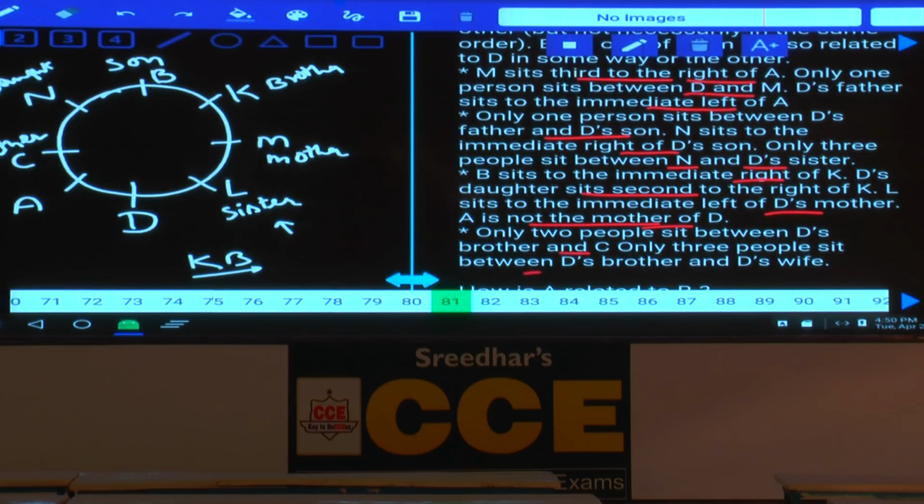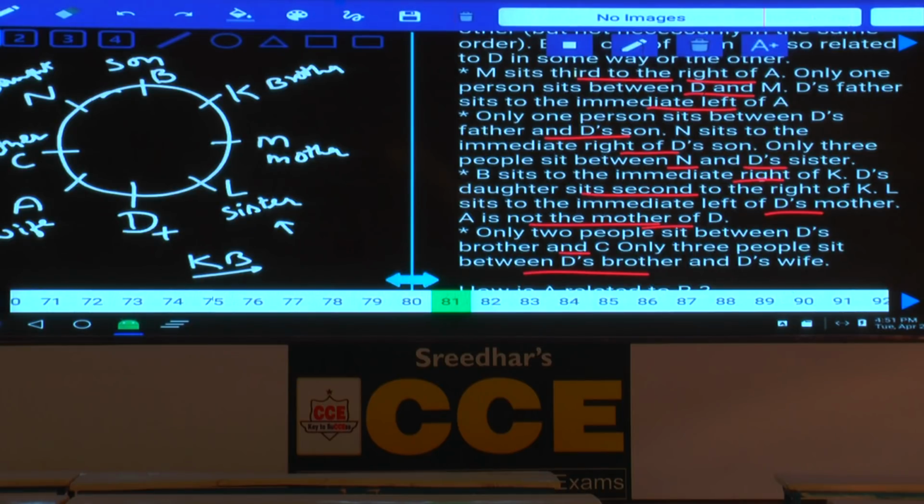Only 3 people sit between D's brother and D's wife. D's brother and D's wife, how many persons are there? 3 persons in between. That means the brother and this person are opposite to each other. Hence D's wife. Who is D's wife? A is D's wife. If A is D's wife, then what about the gender of this D? D is a male. Isn't it?